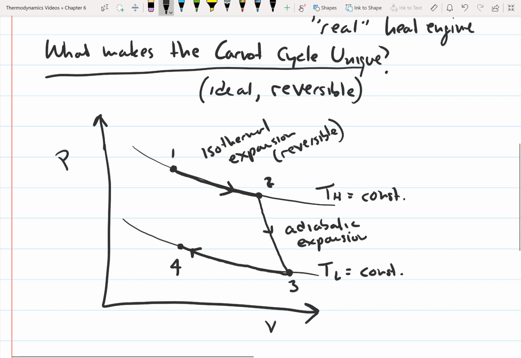So now this is called isothermal compression, and it's going to be reversible since we're considering the Carnot cycle, and I'm going to get to in a minute how that can be reversible. And then we're going to move from state 4 to state 1. So we're still compressing our system, and this is adiabatic compression.